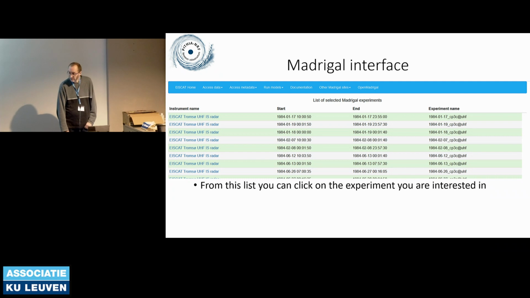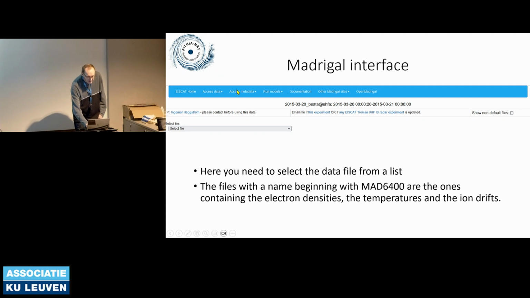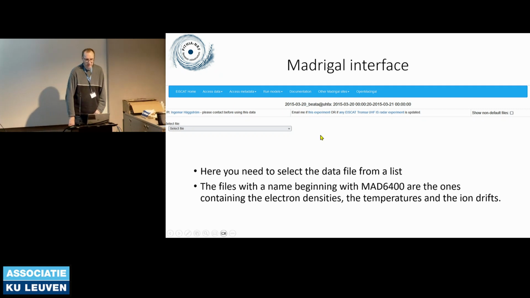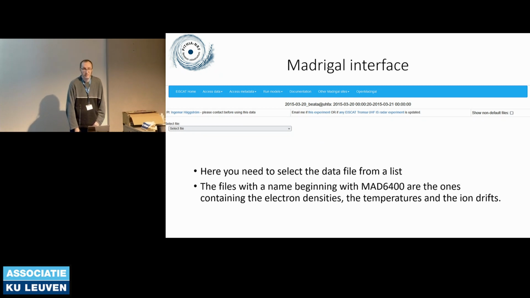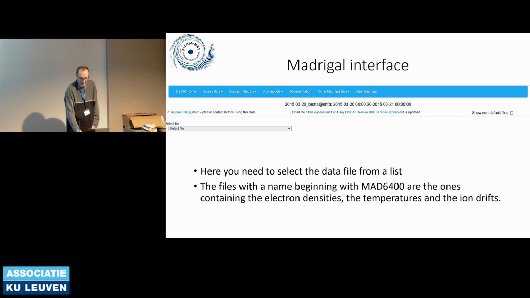So if you click on the link in the eScience Center, you get directly to the Madrigal interface. You see a list here of simply dates, start, and name, so you can click on the experiment you're interested in. And this time I was interested in 20th of March 2015, which is a couple of days after this big event, the St. Patrick's Storm. And then you get this select file, a list of files, with strange looking names, but the files with names beginning with MAD 6400 are the ones containing electron densities, temperatures, and ion drifts, so the standard EISCAT data.